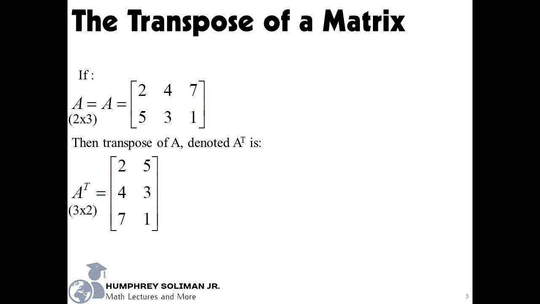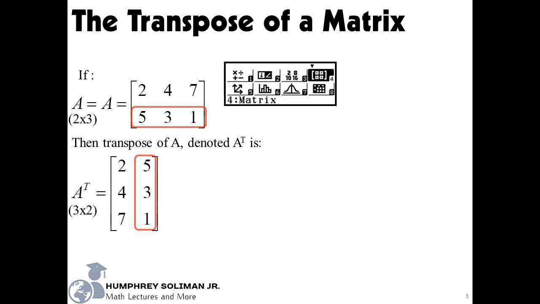Okay, what is the transpose of a matrix? This is basically rewriting the first row of matrix A as the first column of the transpose, and the second row of matrix A as the second column of the transpose of the matrix. Therefore, the order of matrix A, which is 2x3, will become 3x2 for the transpose of matrix A.